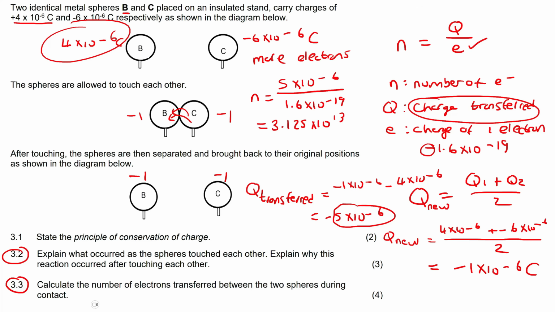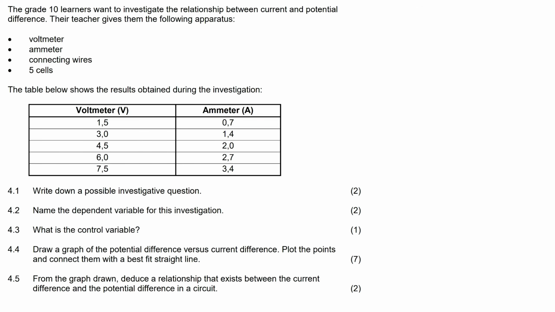And that's it. Grade 10 learners want to investigate the relationship between current and potential difference. Their teacher gives them the following apparatus: a voltmeter, ammeter, connecting wires, and 5 cells. The table below shows the results. Write down a possible investigative question.